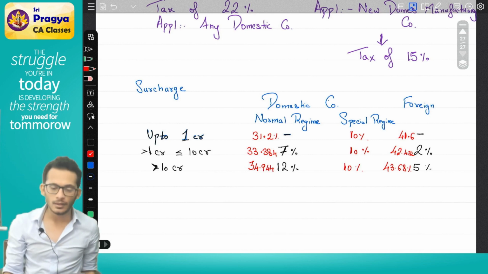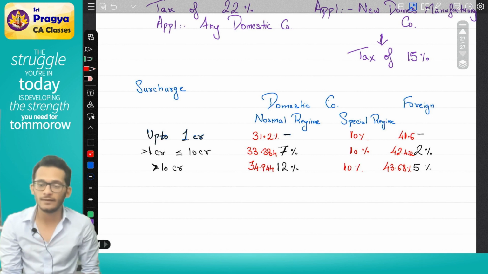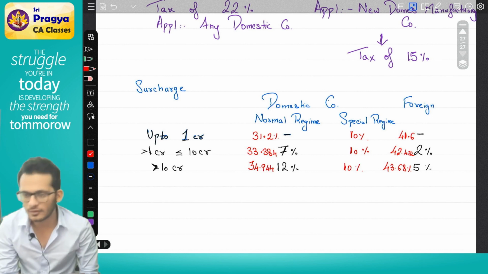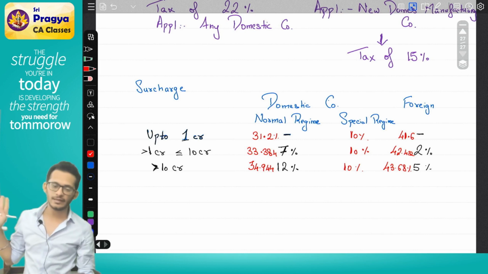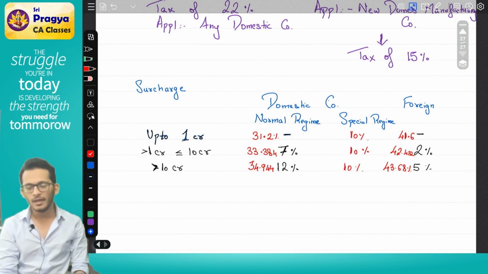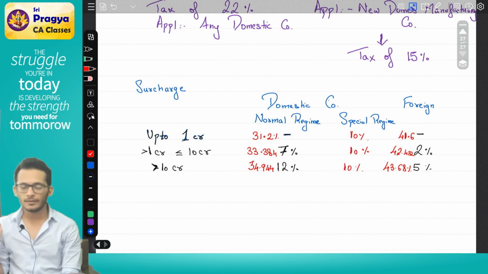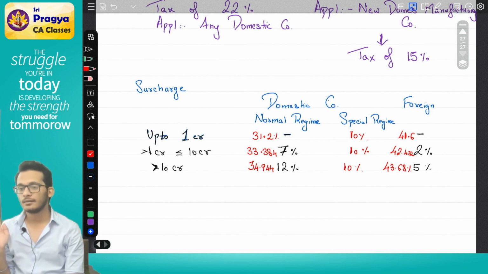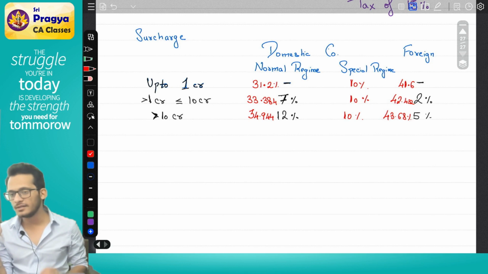Mandatory rule. Please be extremely careful. Don't jumble up your surcharges for 115 individuals and 115 companies. For individuals, the surcharge is almost the same as normal, except 37%. Here it is not the case. Here they are saying mandatory 10%, full stop. Even if your income is less than 1 crore, 10% mandatory. No doubts? Clear? After this, cess will automatically come.